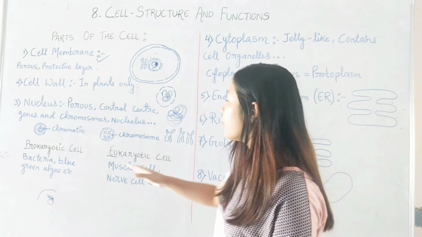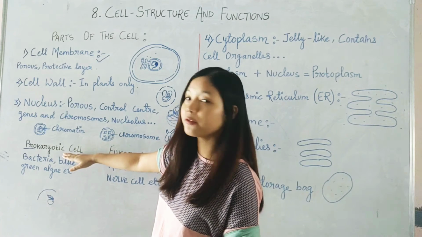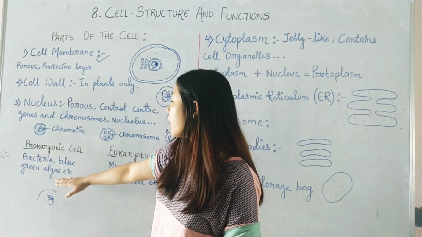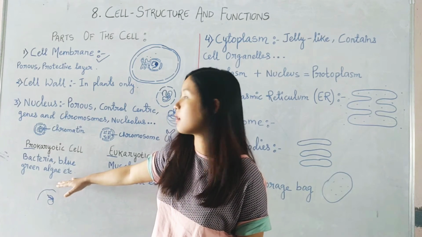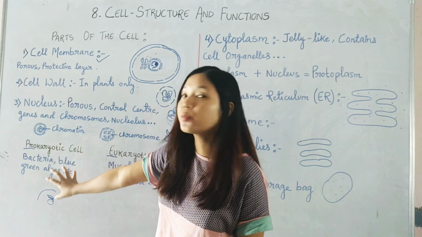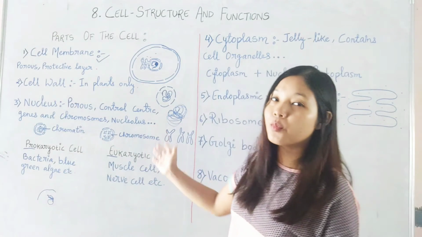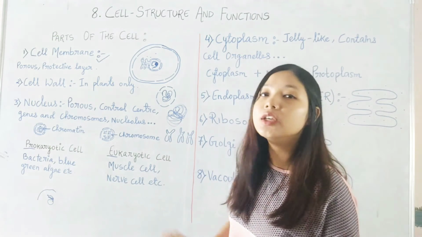nuclear membrane, but prokaryotic cells can be found in bacteria and blue-green algae. Blue-green algae is also a type of bacteria. So in these you will find prokaryotic cell, but most of the organisms have eukaryotic cell.